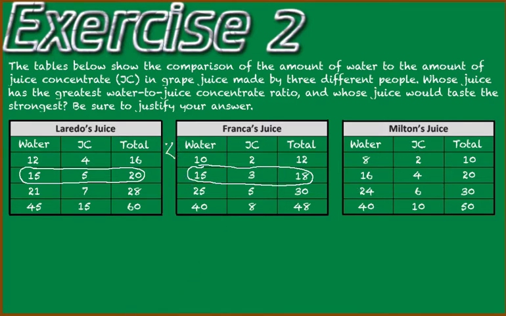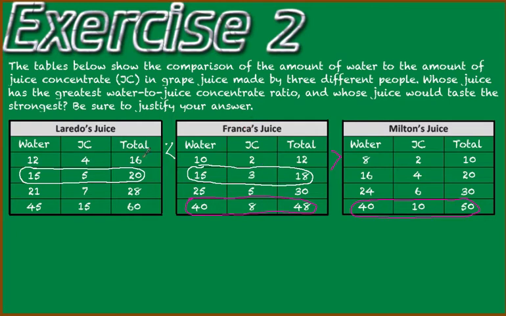Now we don't have 15 cups over here, so we have to use a different piece. We can still use water, so both of them have 40 cups of water being used. Again, I'm noticing that when Franca uses 40 cups of water, she only uses 8 cups of juice. But when Milton uses 40 cups of water, he uses 10 cups of juice. So since Milton is using more juice than Franca, but the same amount of water, Franca's is still stronger than Milton's. Actually, I shouldn't say stronger, she has a greater amount of water.